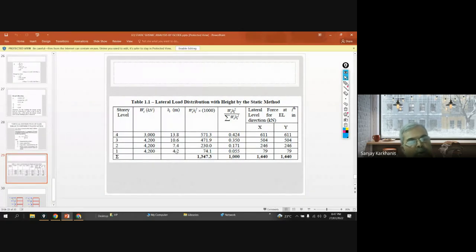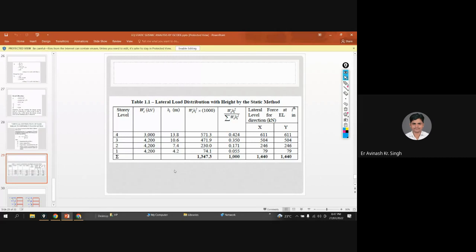So 4.2 square multiplied by 4,200 divided by 1000 will be 74.1, because 1000 is over here, right? So 7.4 square multiplied by 4,200 divided by 1000, whatever is the value, 230.471.9, 571.3, which is same as 13.8 raised to 2 multiplied by 3000 divided by 1000, 571.3. You can check it, right? Yes. सही है सर, चेक किया मैंने एक.